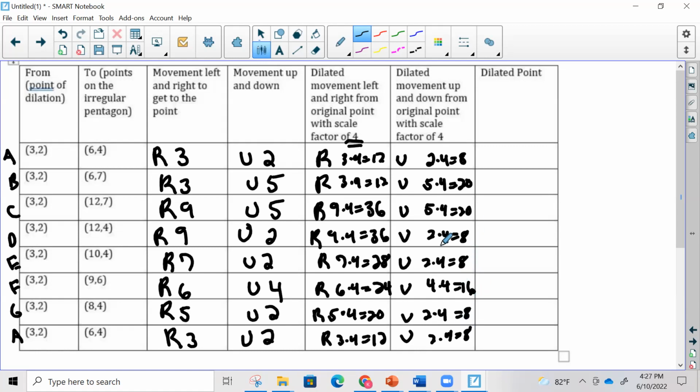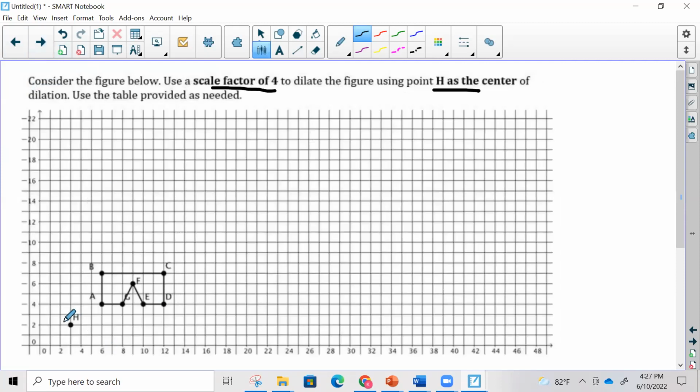So the last part, and again, you can either count it or add it. I find it much easier to add. You just have to remember what to add it to. So these are the new distances we are moving from the center. So I'm starting at H, and now I'm moving right 12. So it's at 3. 3 plus 12 is 15. And then I am going up 8. So 2 plus 8 is 10.